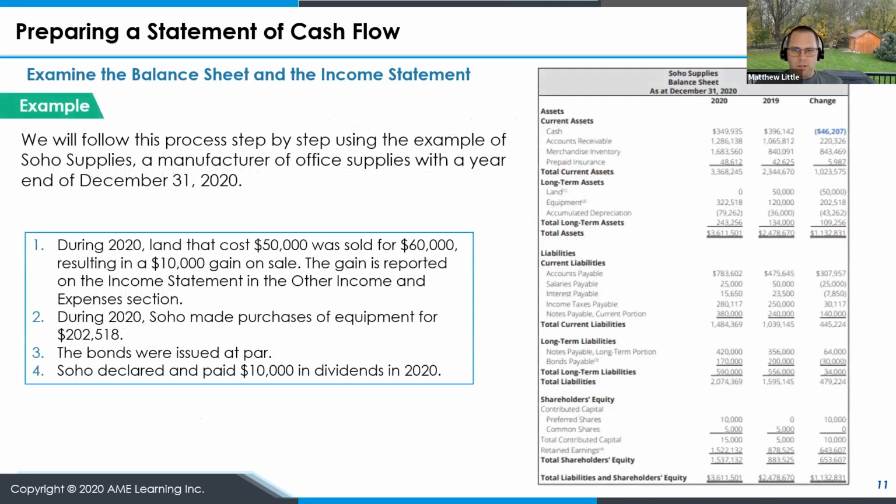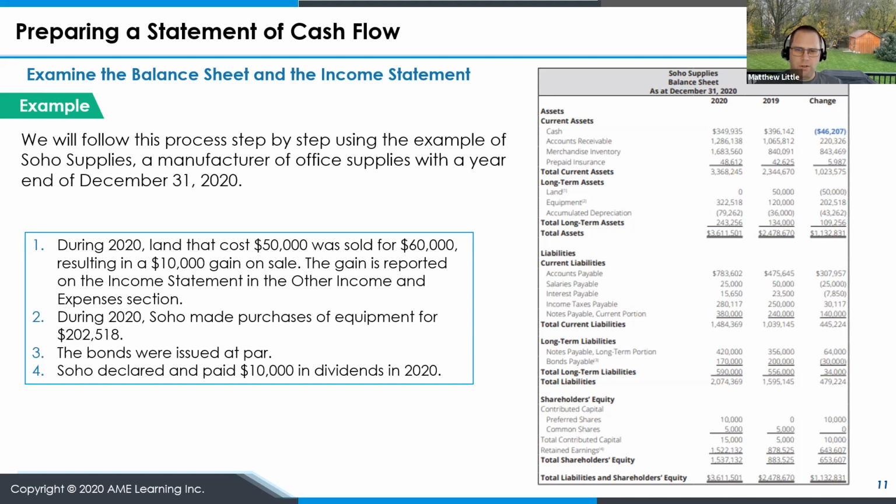So we're going to do an example here in a moment where we will follow this process, using this example of Soho Supplies, who has a year end of December 31st, 2020. We have an example on screen of their balance sheet year over year, split up in a classified presentation, current versus long-term on both sides, assets and liabilities, and then their equity section. We're told that during 2020, land that cost $50,000 was sold for $60,000, so they had a gain on sale of land of $10,000, and that gain was on the income statement in other income and expenses. And that we'll explain shortly.